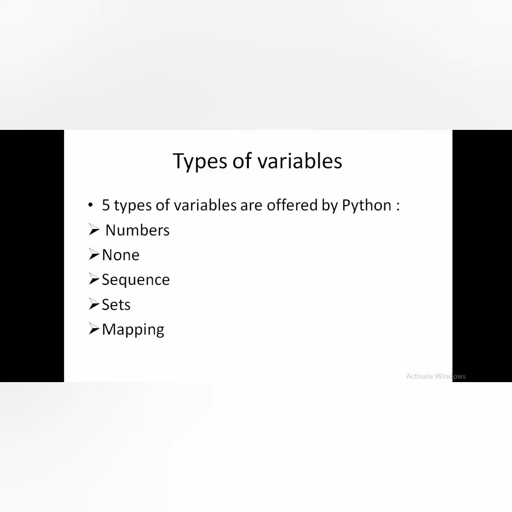Types of variables include 5 types. 5 types of variables are offered by the Python language. First is number, second is none, sequence, sets and mapping. I will tell you one by one all the data types.